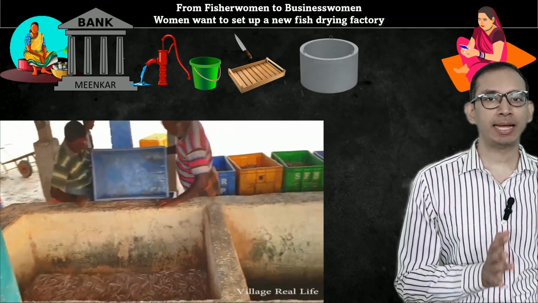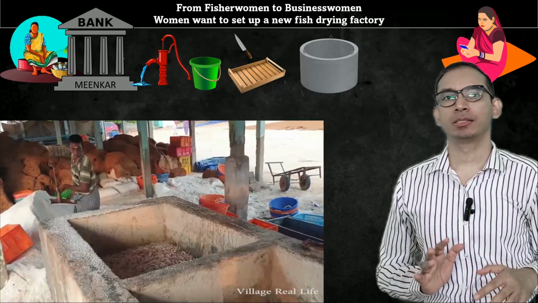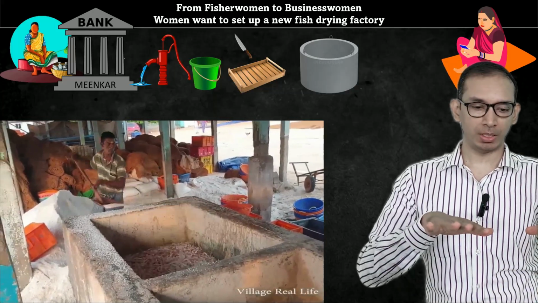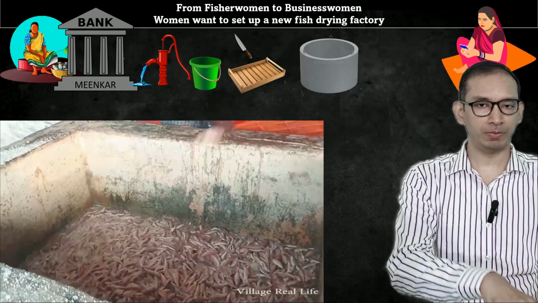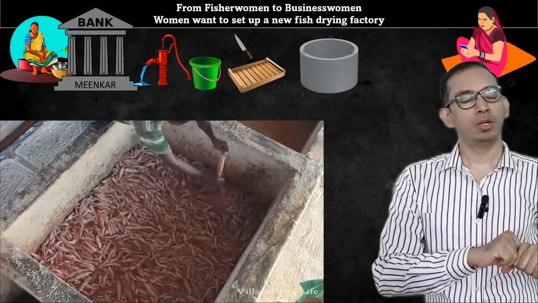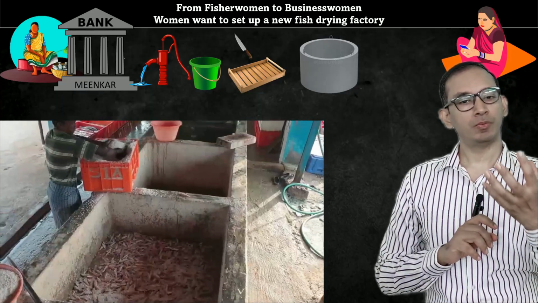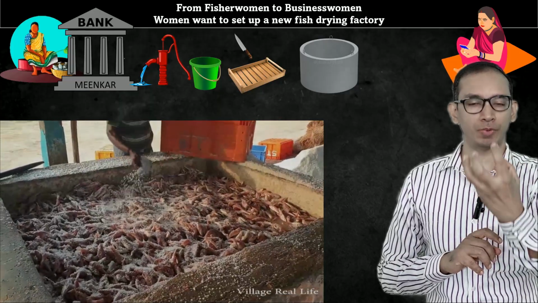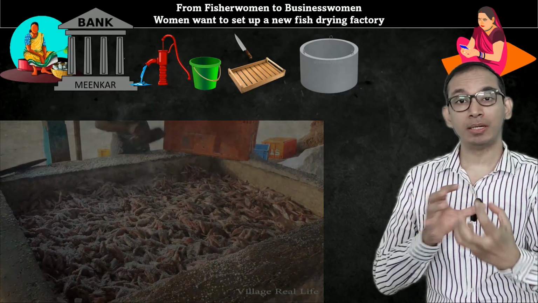Then you need cement tanks. Why do you need cement tanks? In these cement tanks, you're going to fill salt water and you're going to dip the fishes into the salt water. What does salt water do? Salt will pull out that excess water from the body of the fish. That's how it dries the fish.